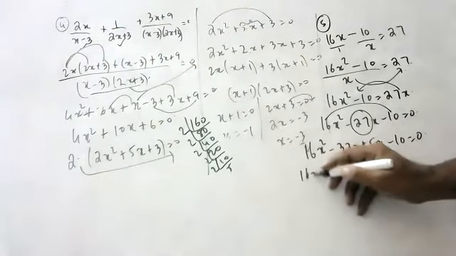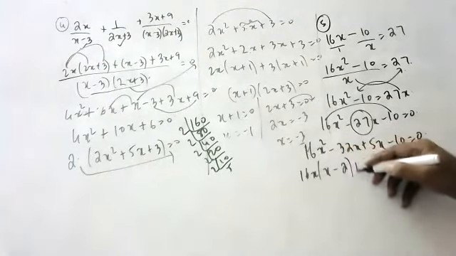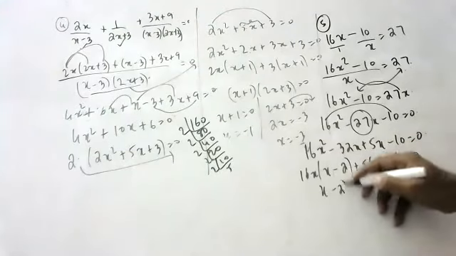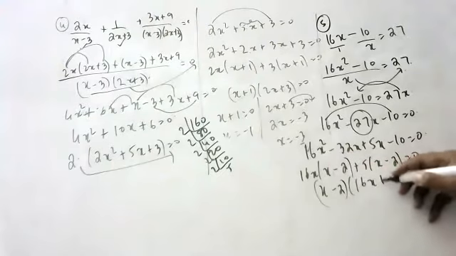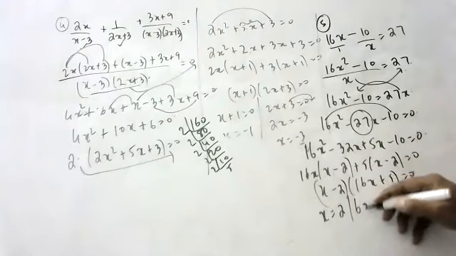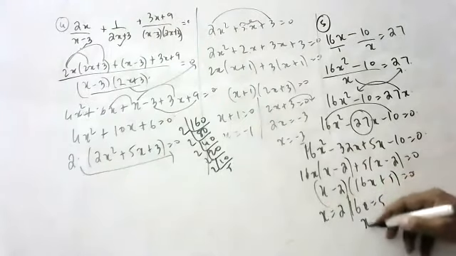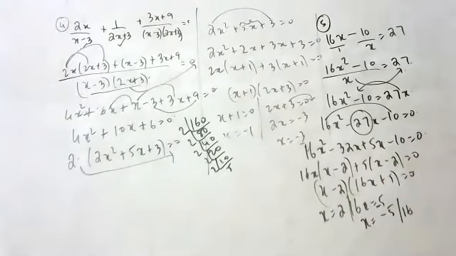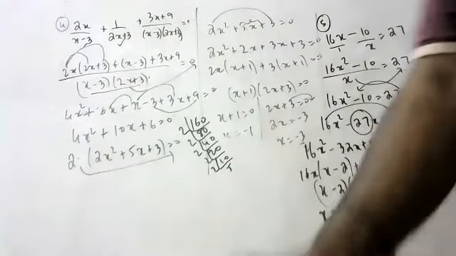So if I take 16x common, x − 2, and 5 if we take common, x − 2 is equal to 0. Taking x − 2 common, (16x + 5) = 0. x is 2 or 16x is equal to −5. Like that also you can do.